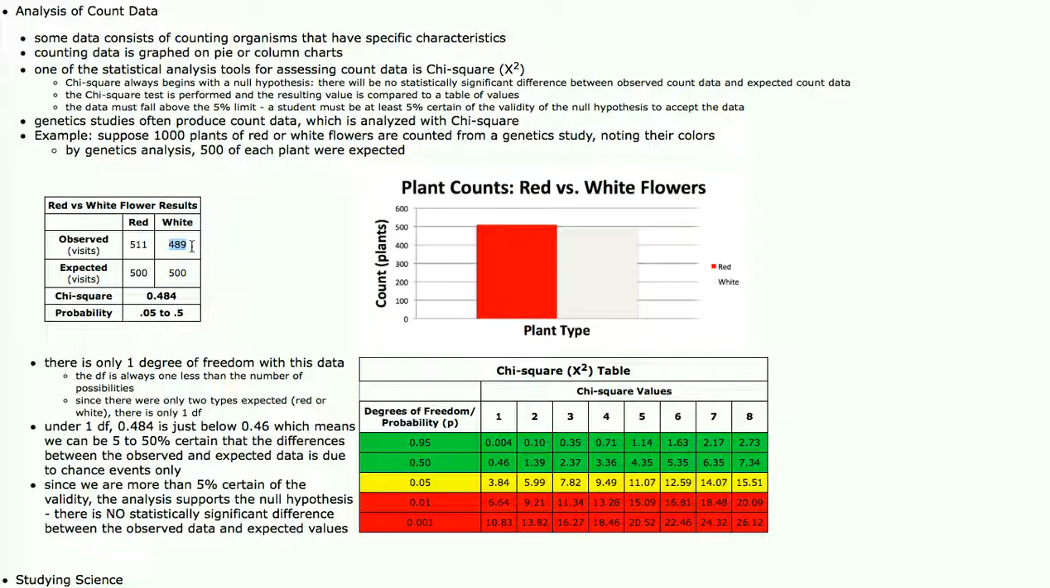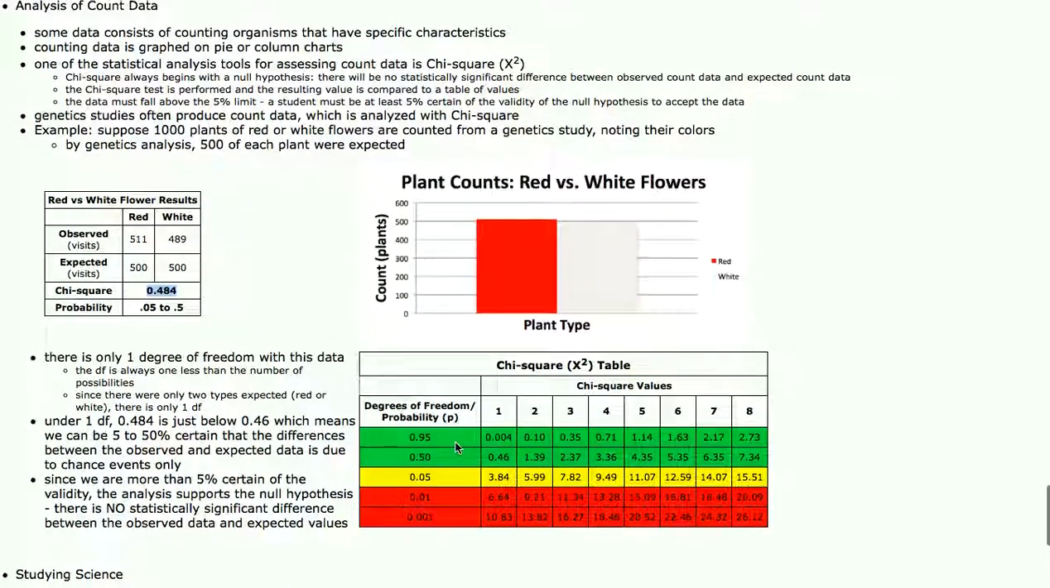We got 511 to 489. So it's maybe 51 to 49. And the question is, is that valid? I mean, to figure it out, you have to perform a chi-square test. We expected 500-500. And by performing the chi-square test, we find out that the chi-square value is 0.484.